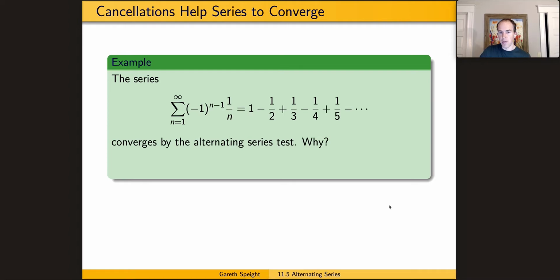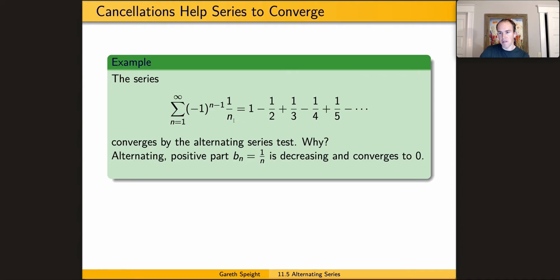Okay, so here's a pretty typical example, maybe a very important example. If we start with the sum of (-1)^(n-1) times 1 over n, or if we write out the terms, that's 1 minus a half plus a third minus a quarter plus a fifth, and so on. So it's an alternating series. And the positive part is 1 over n, right?